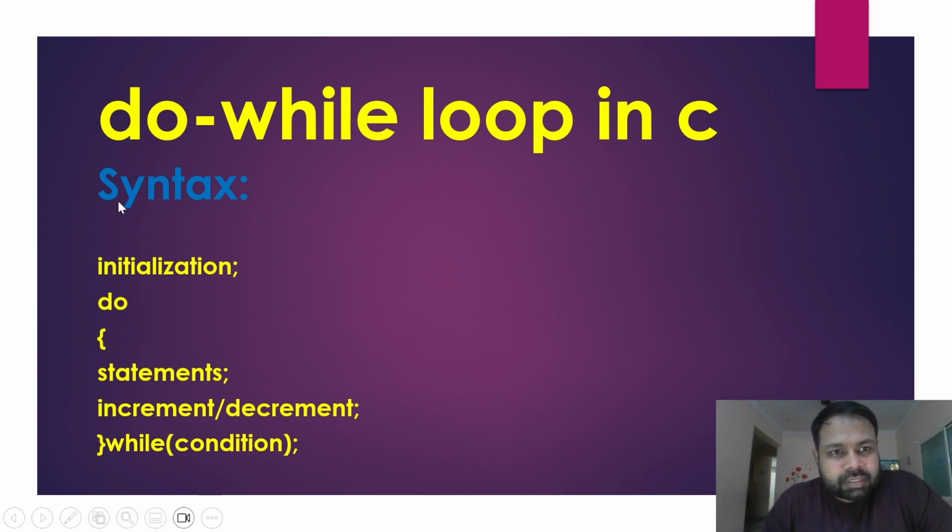Very first, let us start with the syntax of the do while loop. Initialization, the value starting point, and do will be written here. This is the keyword, and whatever statements are there, we write them, and increment or decrement will be there. And look here, the main thing: closed braces will be there, followed by while and the condition. For this while we have a semicolon. Generally in a while loop we don't have a semicolon, but in a do while loop, after the while condition we should put a semicolon, otherwise it won't work.